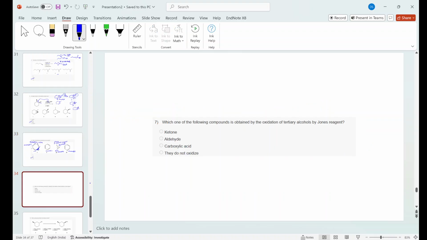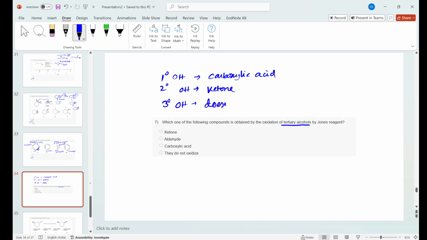Next question. Which one of the following compounds is obtained by the oxidation of tertiary alcohols by Jones reagent? Tertiary alcohol. Do they react? No, right? So 1 degree alcohol will go to carboxylic acid, 2 degree alcohol will go to ketone, but 3 degree alcohol doesn't react at all. Okay, so they do not oxidize.